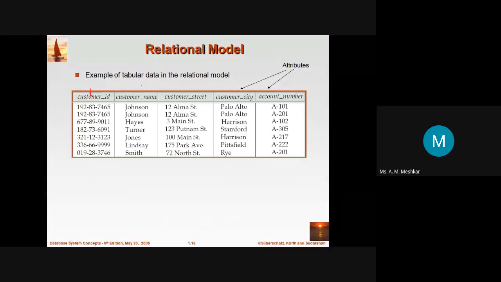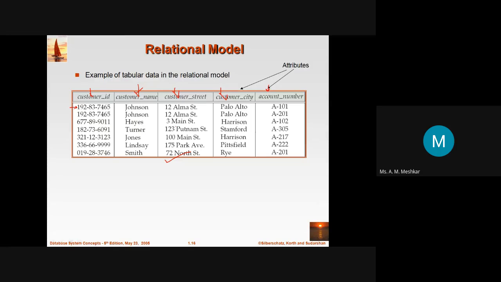So as you can see in this table, customer ID, customer name, customer street, customer city, and the account number. These are 5 attributes, corresponding to the 5 columns, and each row is known as a record, or what we call a tuple, T-U-P-L-E, so tuple or record. Each record must be described by the 5 attributes. That is what we call the schema. And this data, after filling up, this table with the present information, is the instance of that database.